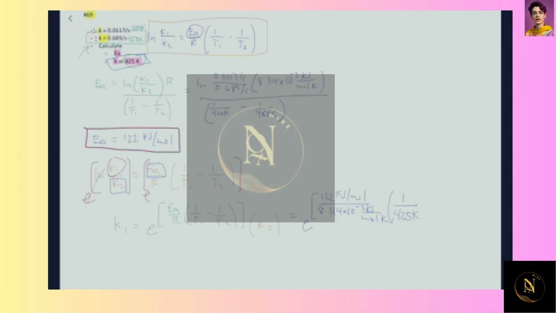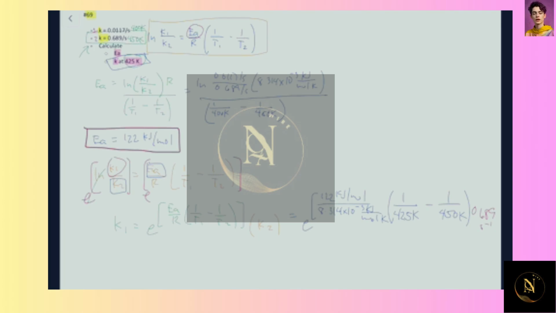As I said, the assignment of the numbers is arbitrary as long as you make sure they match. We're looking for K1, meaning T1 would be 425 Kelvin. 1 over T2 would be 450 Kelvin. And then K2 is 0.689, I'm running out of space here, but 0.689 per second.